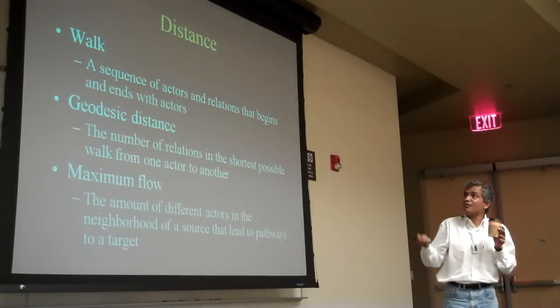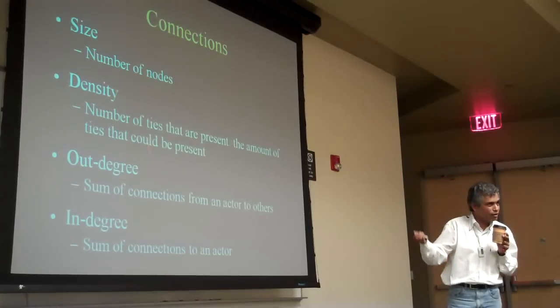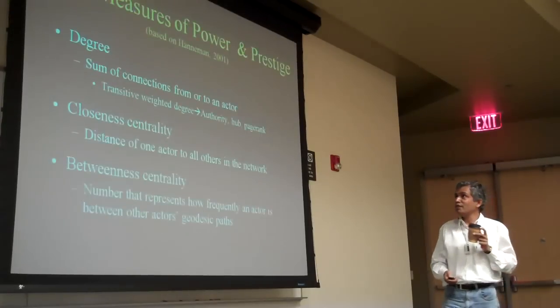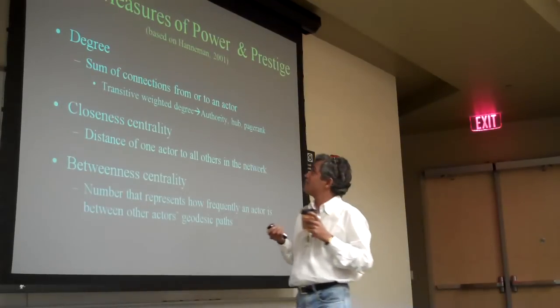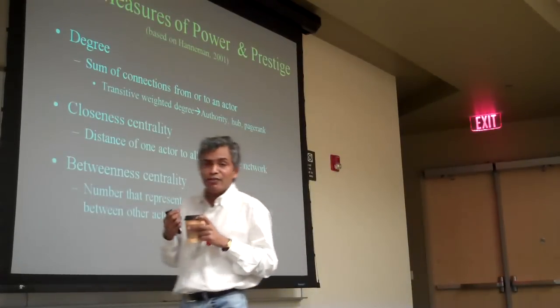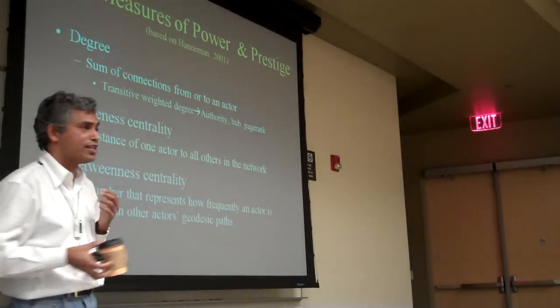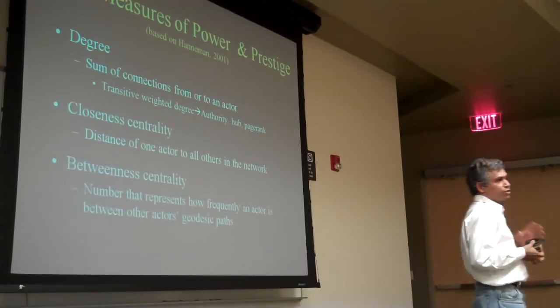Now these are all sort of obvious. These are definitions, and these are gross characterizations, aggregate characterizations, the syntactic characterizations of a network. What we really want are measures of power and prestige in a social network. Oftentimes that's the reason you are into social networks. Okay? So how do you define power and prestige in a social network?